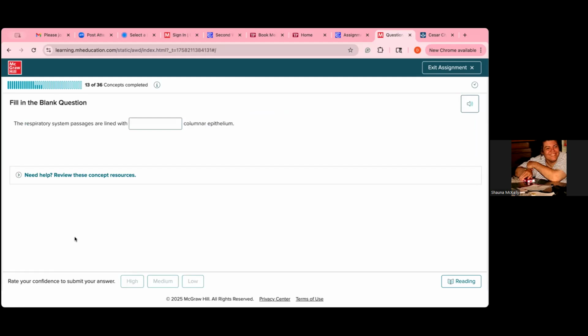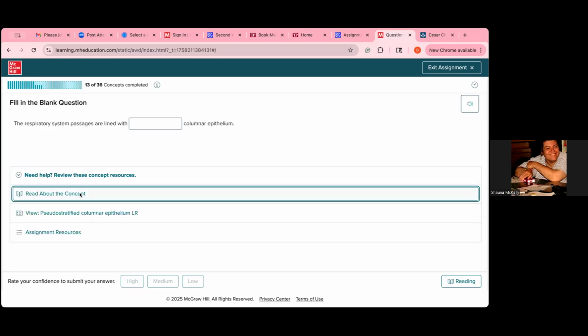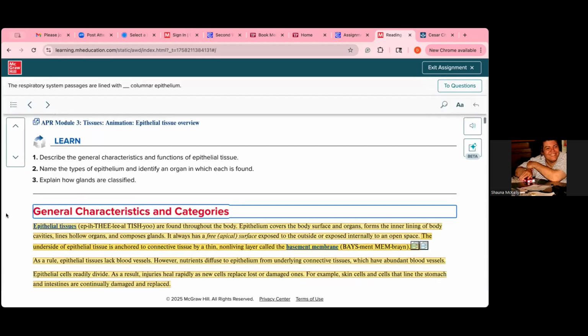Good. The respiratory system passages are lined with blank columnar epithelium. The respiratory passages. You can look it up if you want. Look at columnar.